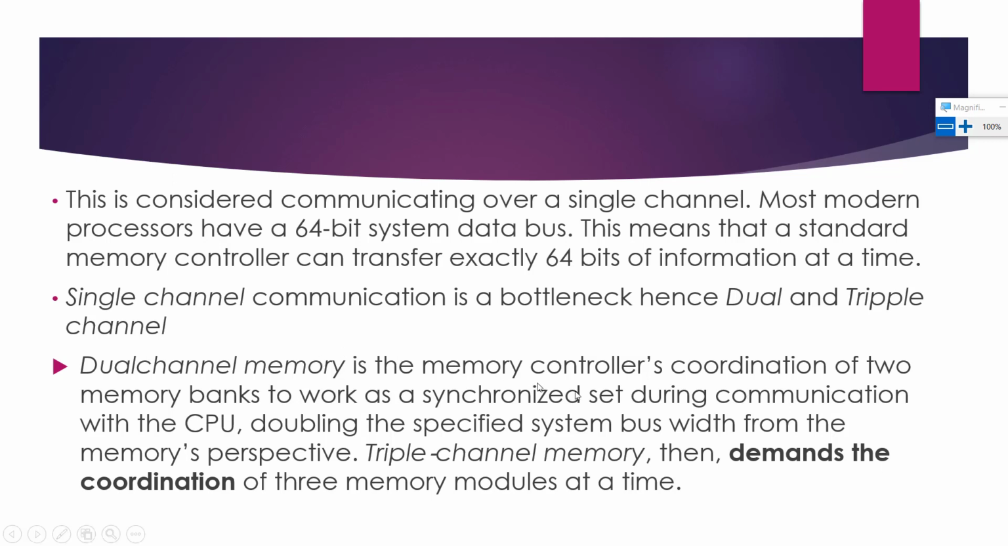So dual channel memory is the memory controller's coordination of two memory banks to work as a synchronized set during communication with the CPU, doubling the specified system bus width from the memory's perspective. So from the memory side, they said, hey, we are two working together now. Hey, bus, whatever you want to throw at us, go for it. Bring it on. We're ready for it. We are two or four memory banks working together now, so we can take all kinds of data coming from the CPU to us through the bus there, right? If it reaches on time, right?